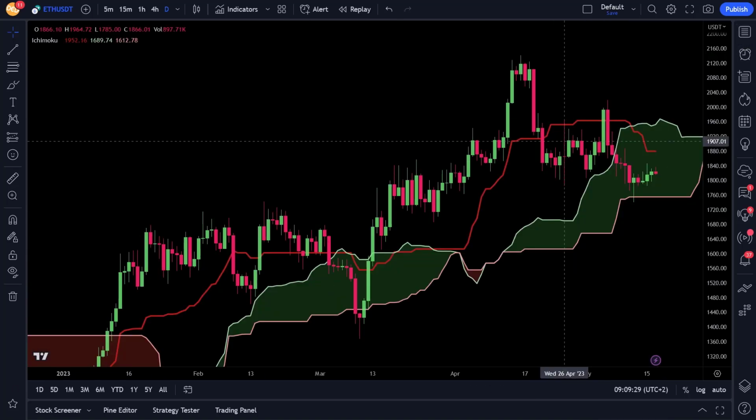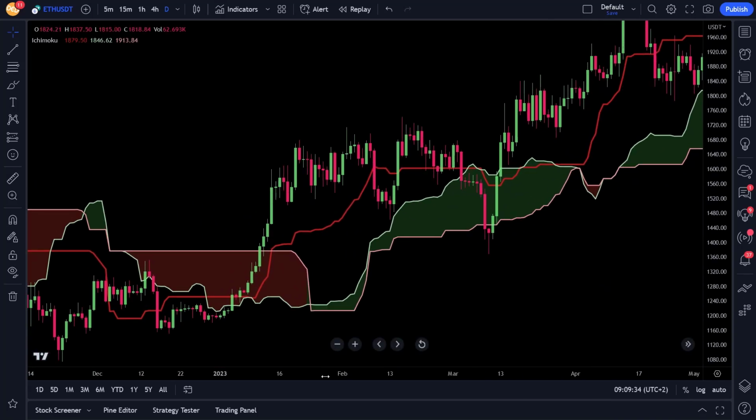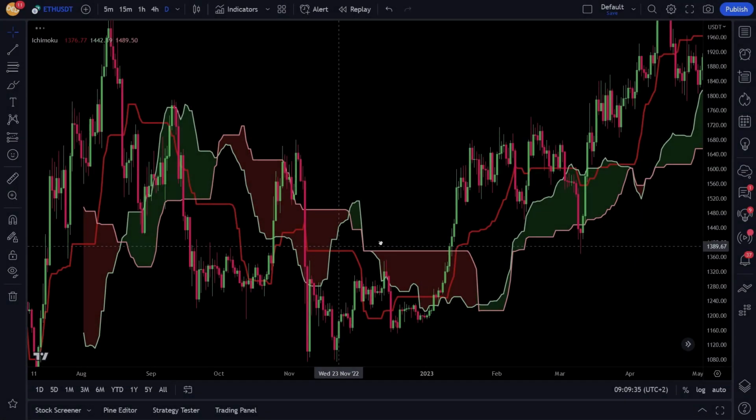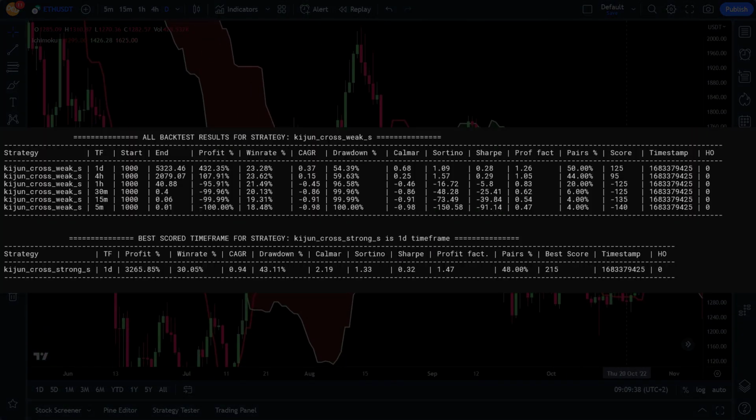So without further ado, let's first see what the weak signals deliver and how well the strategy performs. Now for the spot variant, the Kijun crossover's weak signals do not disappoint and would provide you with some gains overall. Of the pairs I have configured to do the backtests on, 50% respond to this algo and in total would give 432% profit. The negative thing about this is its low win rate and its large drawdown.